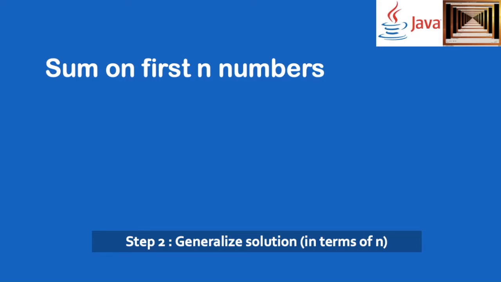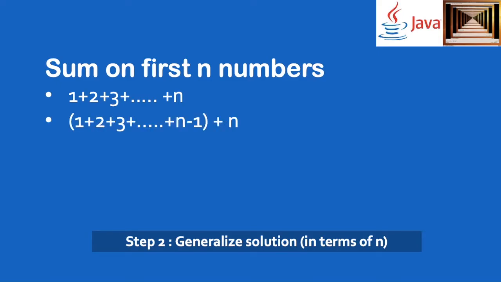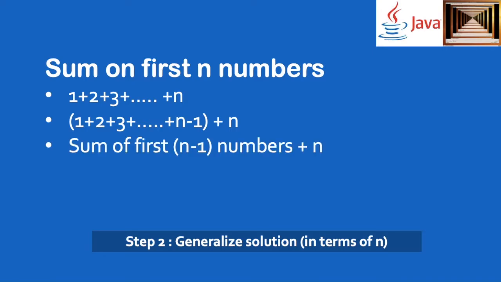Now that we have understood this pattern, can we generalize it? That's the second step. Generalize the solution in terms of n. So the sum of first n numbers is 1 plus 2 plus 3 plus so on till n. Now we can write this as 1 plus 2 plus 3 plus so on till n minus 1, plus n. Now what does that become? It is the sum of first n minus 1 numbers plus n. So now we have generalized it. So the sum of first n numbers is actually the sum of first n minus 1 numbers plus n. And if we denote it as sum n, we can say sum n is equal to sum n minus 1 plus n. So this is a very, very important step in recursion.